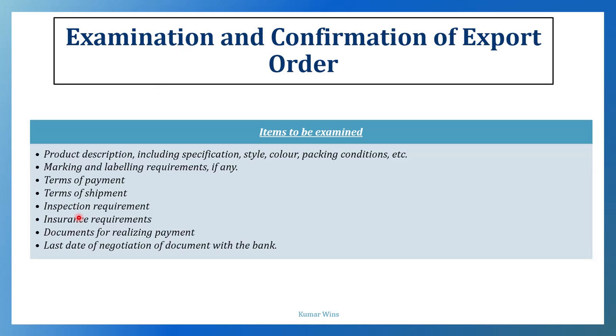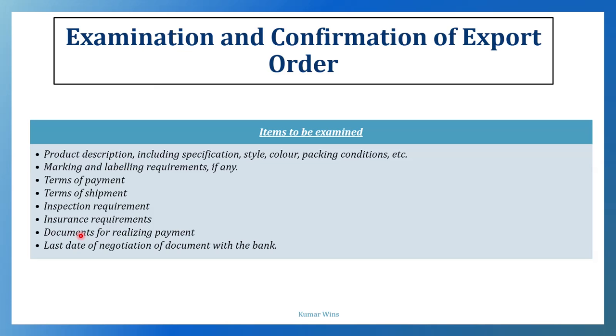Then here is the inspection requirement. There could be some specific instruction of a particular type of inspection, or there could be some choice of inspection agency. Then insurance requirements. Insurance requirements could be about the risk being covered, who is going to cover the risk, how much risk has been covered, and what is the value of insurance. These all things are mentioned clearly in the insurance requirements.